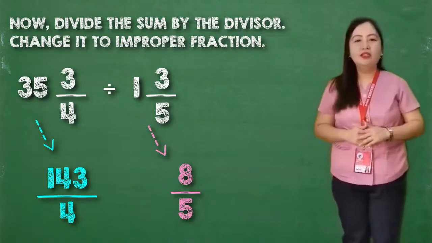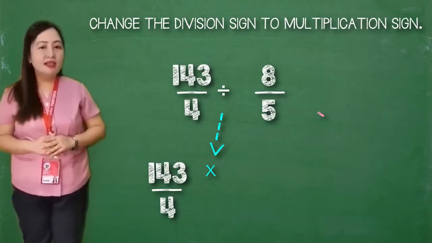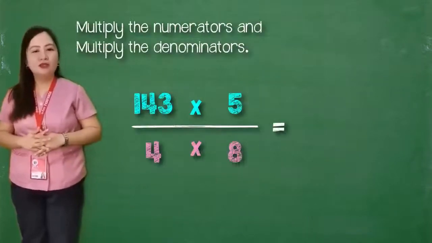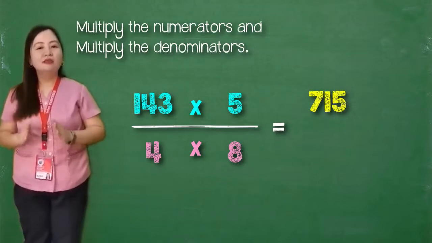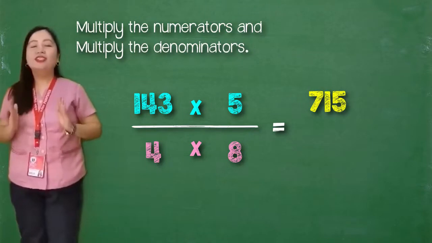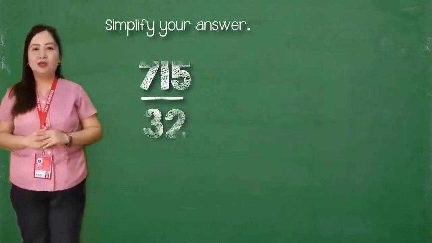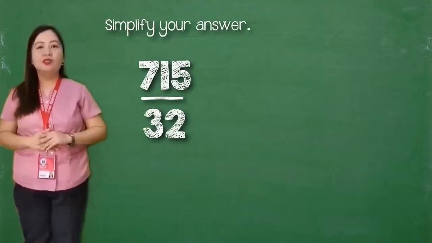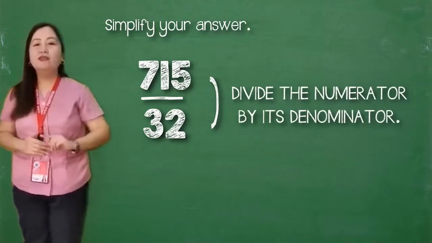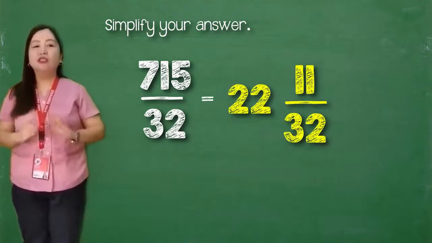Again, the first step is to change the division sign to a multiplication sign. And the reciprocal of 8/5 is 5/8. Let's multiply the numerators, 143 times 5. The product is 715. Next, multiply the denominators, 4 and 8. The product is 32. And the last step is simplify your answer. 715 over 32 is an improper fraction. So we're going to divide 715 by 32. The result is 22 and 11 over 32.